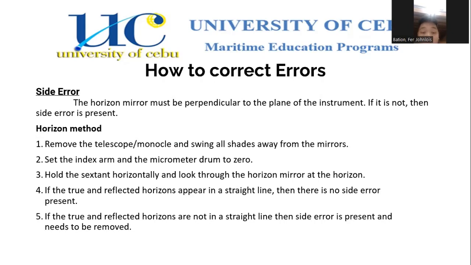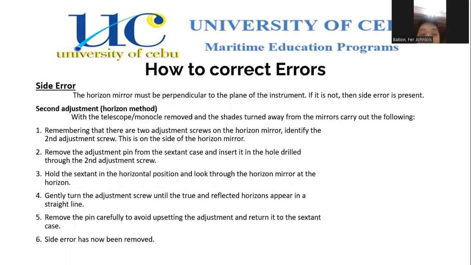1. Remove the telescope or monocular and swing all shades away from the mirrors. 2. Set the index arm and the micrometer drum to 0. 3. Hold the sextant horizontally and look through the horizon mirror at the horizon. 4. If the true and reflected horizon appear in a straight line, then there is no side error present. 5. If the true and reflected horizons are not in a straight line, then side error is present and needs to be removed. Next slide, please.